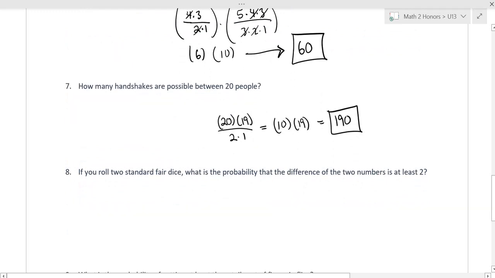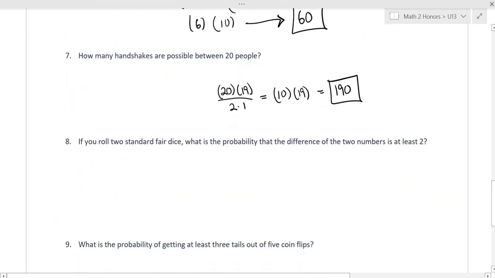8. If you roll 2 standard fair dice, what's the probability the difference of the 2 is at least 2? All right. So I'm going to create a table here. I'm going to look at the difference. So 1 minus 1, 2 minus 1, 3 minus 1, and so on.